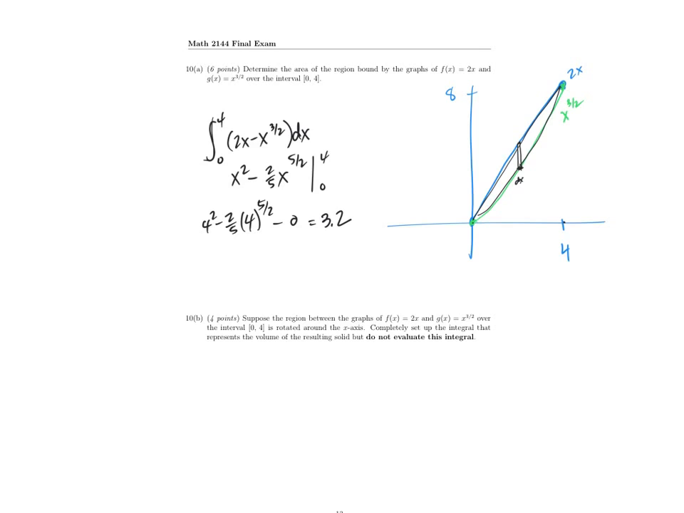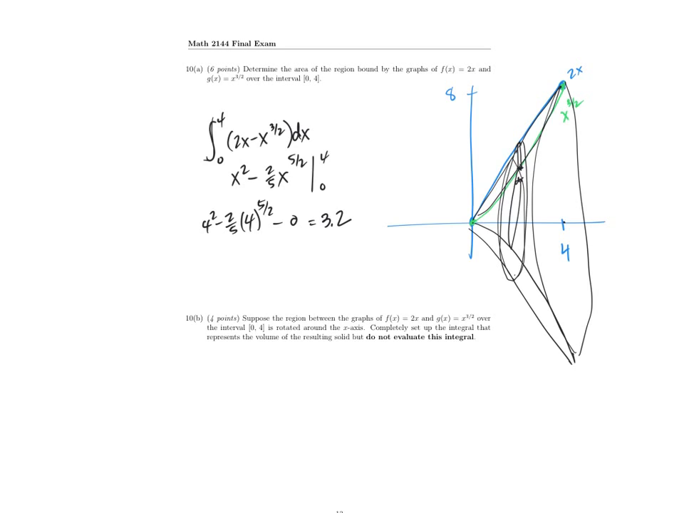So the next one says, suppose the region between those two graphs is rotated around the x-axis. So in other words, I want to take this solid that I have here, and I'm going to rotate it around the x-axis. And so it's going to look like this. Right, so it's going to look kind of like a trumpet. And so if I think about that slice, what's that slice going to make? It's going to make a disc here.